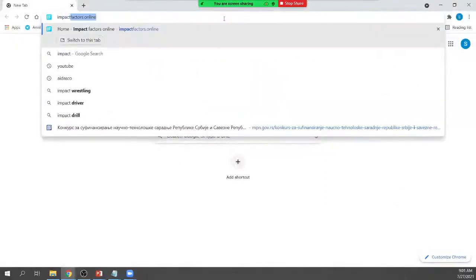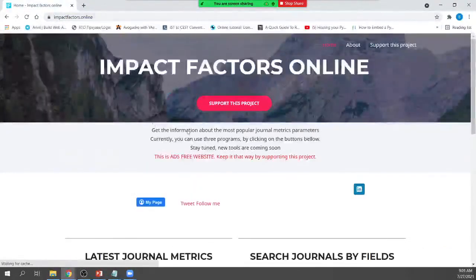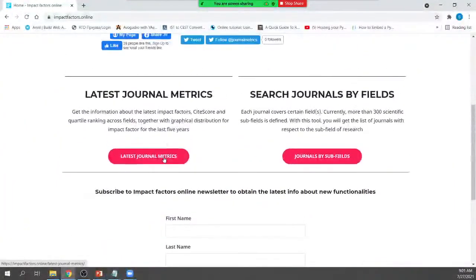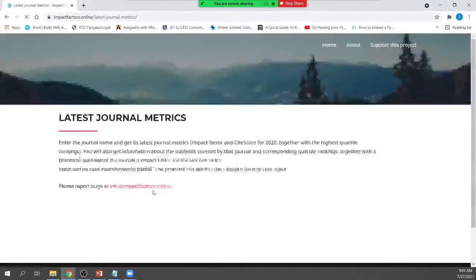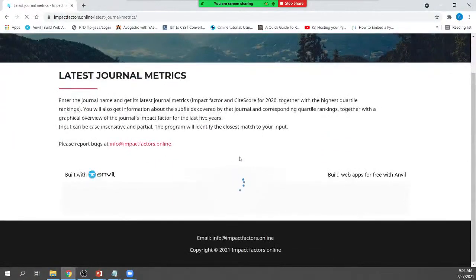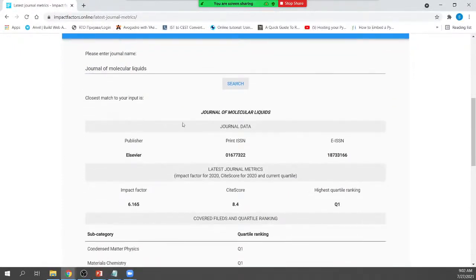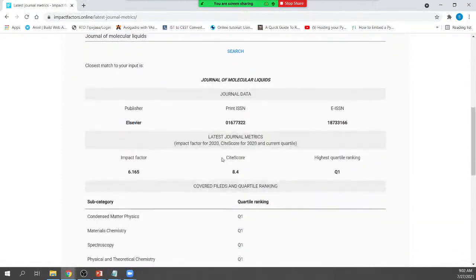We will go to Impact Factors Online. When you want to check the latest journal metrics of some journal, you go here. And then this program will be opened. And you can type the name of your journal here. For example, lately I have published several papers in the Journal of Molecular Liquids. Press the search button, and you will receive information about who publishes this journal, what the ISSN numbers are, and what the values of impact factor are. So we can see that these are very decent impact factor values. The CiteScore is even higher, and the highest quartile ranking of this journal is Q1.